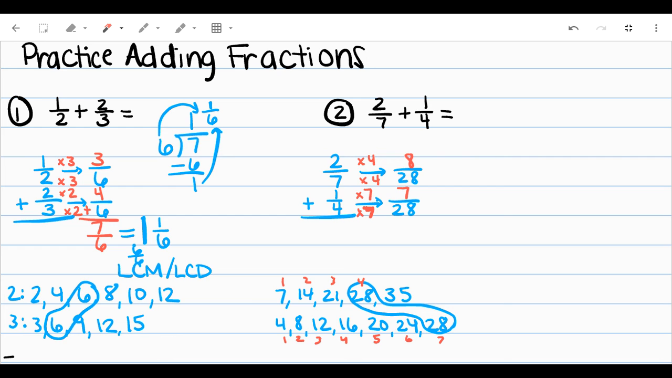Now I have 8/28 plus 7/28. And 8 plus 7 is 15, and I keep my denominator of 28. I have 15/28. And when I think about those two numbers, I want to think, can I simplify them? Well, my factors of 15 would be 1 and 15, 3 and 5. Well, 5 doesn't go into 28, 3 doesn't go into 28, and 15 doesn't go into 28. So that means that this fraction is in simplest form. So my answer is just 15/28.